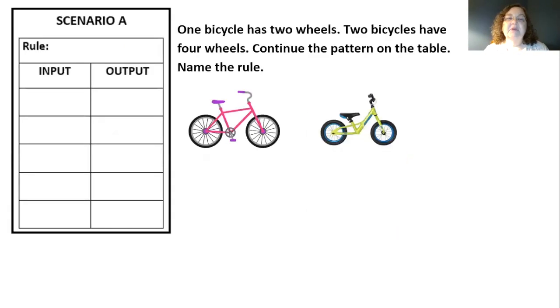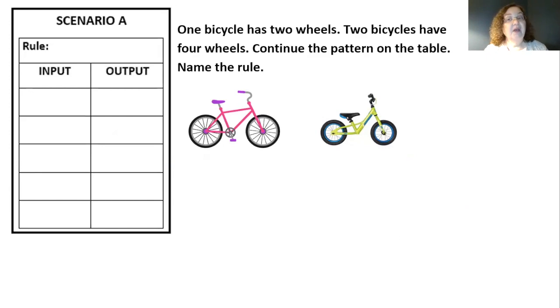So let's keep going. This is also on your practice set. This is scenario A, and read along with me as I read aloud. 1 bicycle has 2 wheels. 2 bicycles have 4 wheels. Continue the pattern on the table and name the rule.